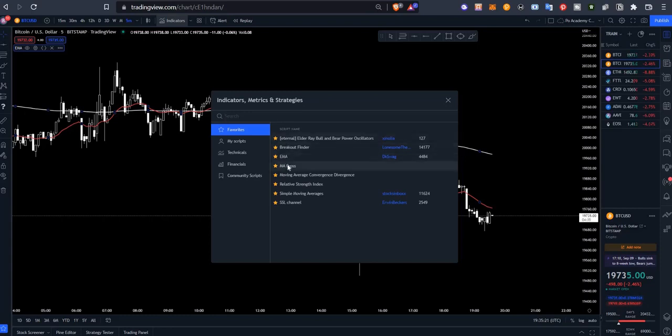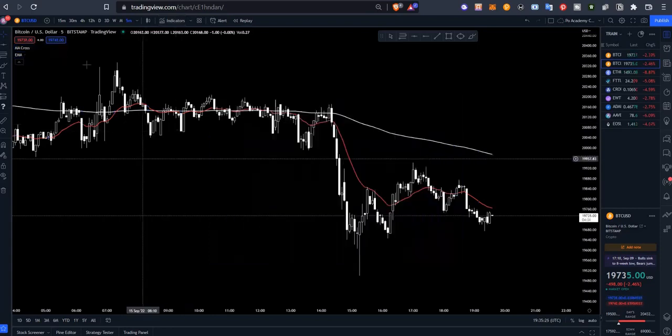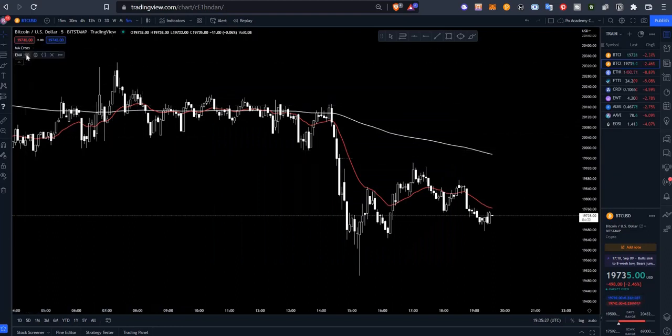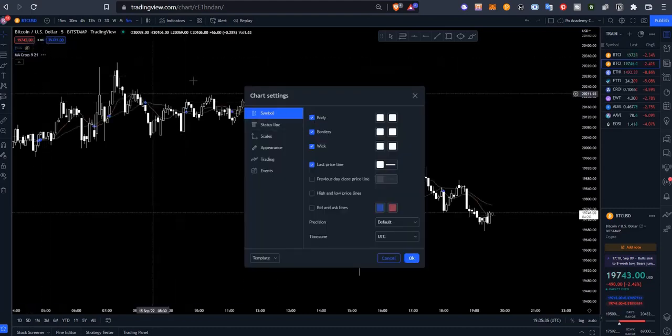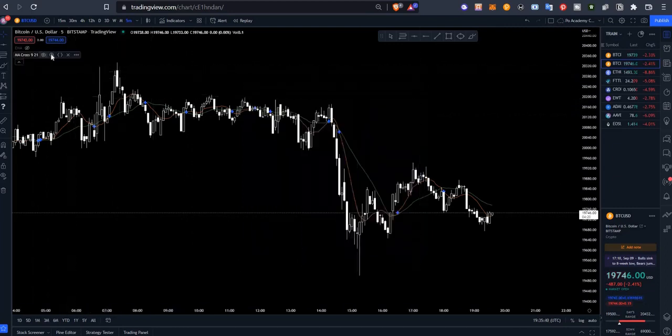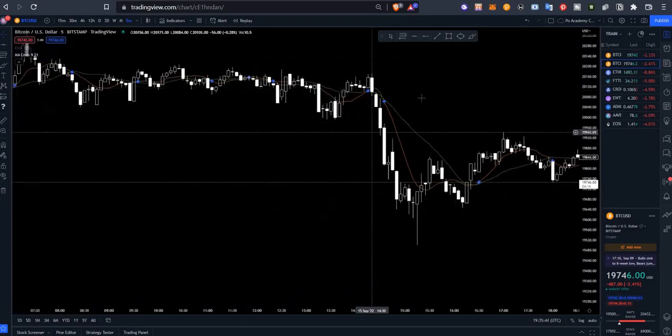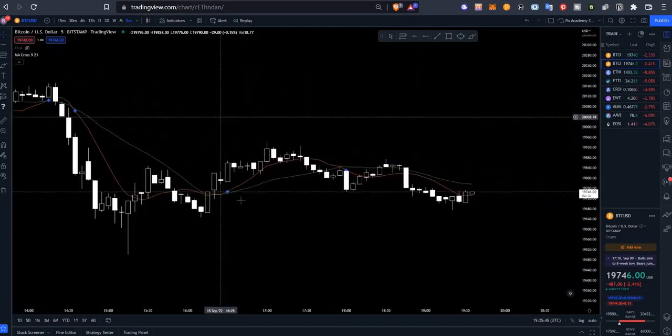Let me use MA. So I will need to hide the EMA now and bring on the MA. I want to show us something on that. So the MA comes with 9 and 21.